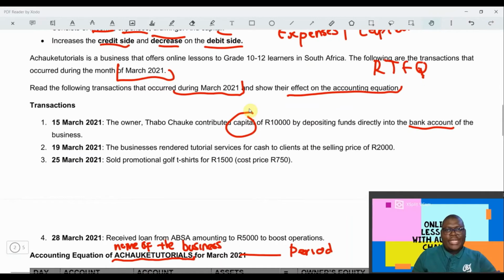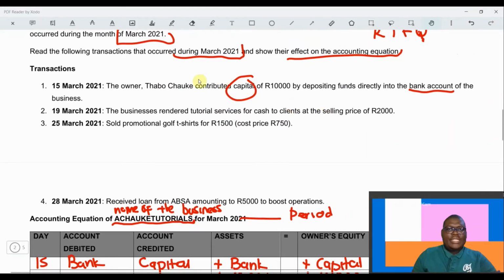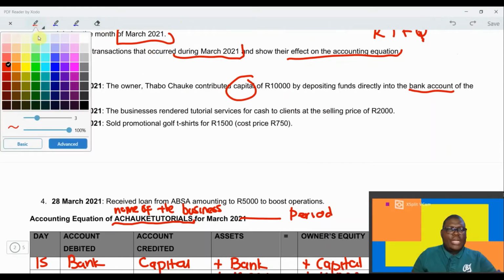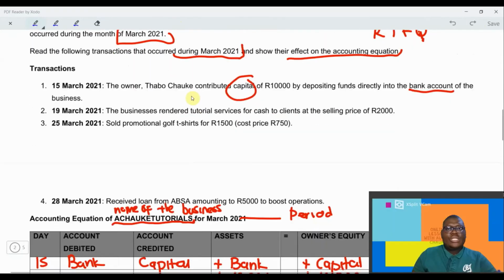Let's now go into the second transaction. So we've already dealt with this one, we are done. Okay, now I think I need to try to use a different pen just so that you don't get confused. Let's go into the next question.